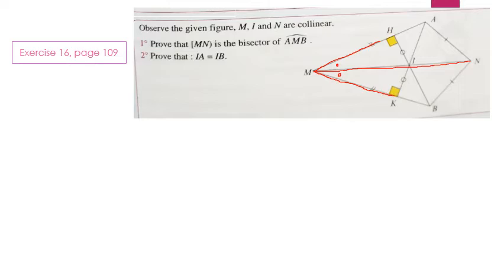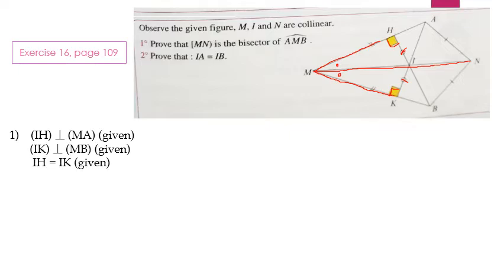What do we have here? They told me that here IH is perpendicular to MA. Did you see that? They are perpendicular. And IK is perpendicular to MB. And given that IH equal to IK. So what? Since IH is perpendicular to MA and IK perpendicular to MB and IH equal to IK, all of these are given here from the figure.